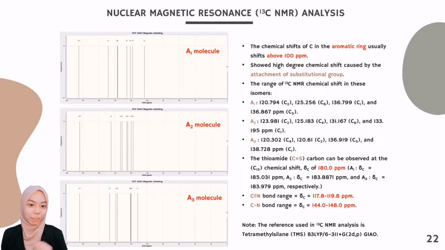Lastly, in carbon NMR, the chemical shift of carbon in the aromatic ring usually appears above 100 ppm, which was quite normal. The carbon NMR chemical shifts in these isomers were in the range between 120 to 138 ppm. Moreover, the thioamide C=S carbon can be observed at carbon 15 with a chemical shift of 180 ppm. Due to the intramolecular hydrogen bonding of the compound and the electronegativity of the sulfur atom, it may alter the resonance for C=S, which can be slightly deshielded to a higher chemical shift.